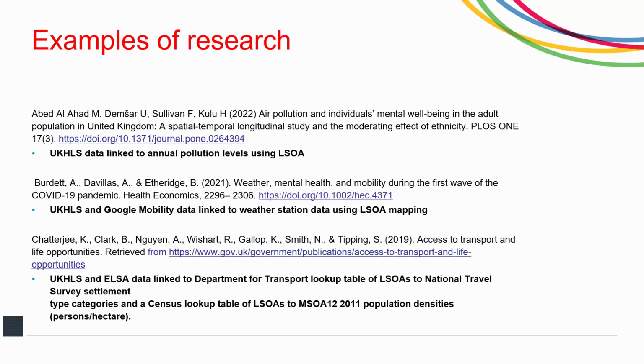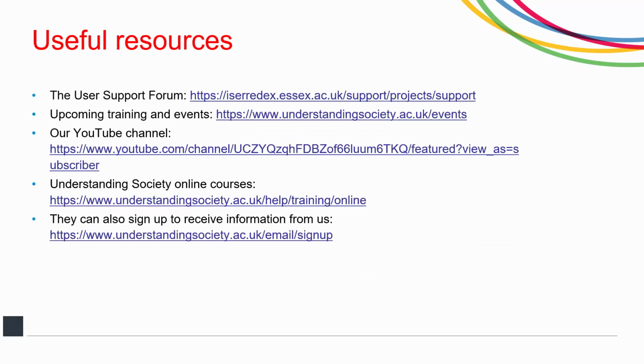Some of the examples of geographical data linkage are ones in which people link our data to annual pollution levels using LSOAs. They also link our data and Google mobility data to weather stations and some other data from the Department for Transport and National Travel Survey.